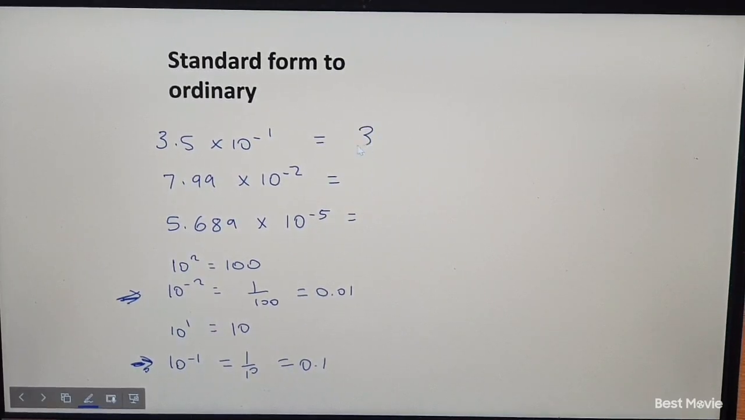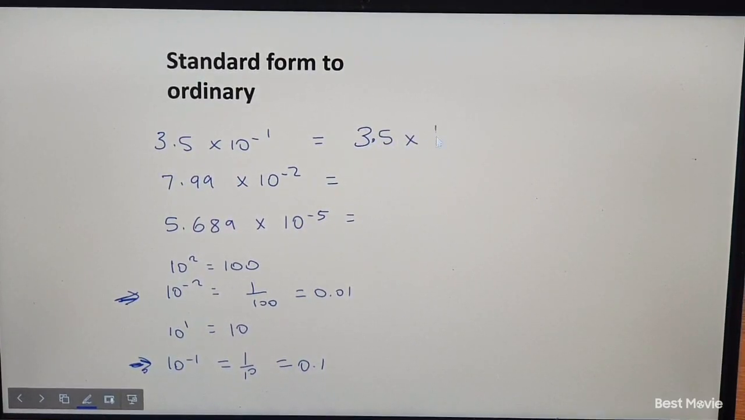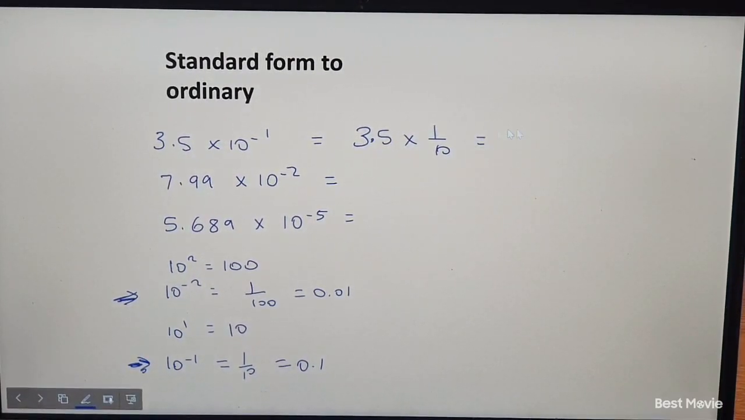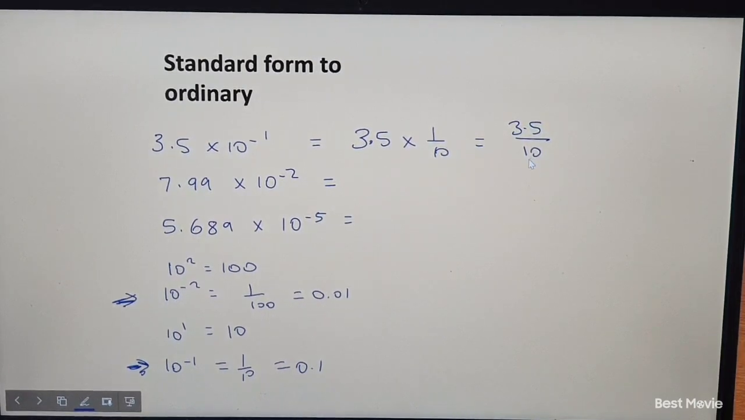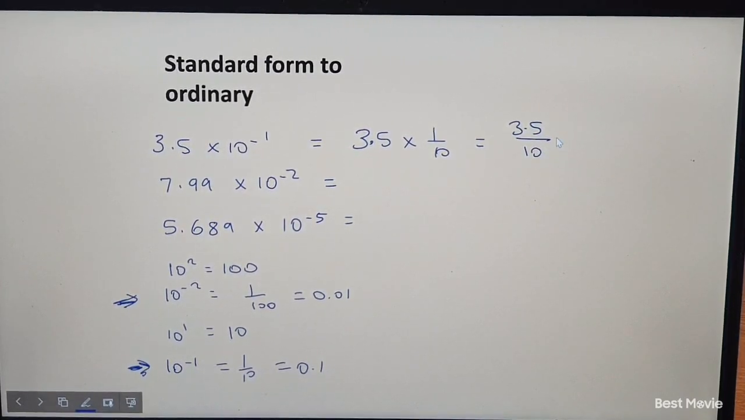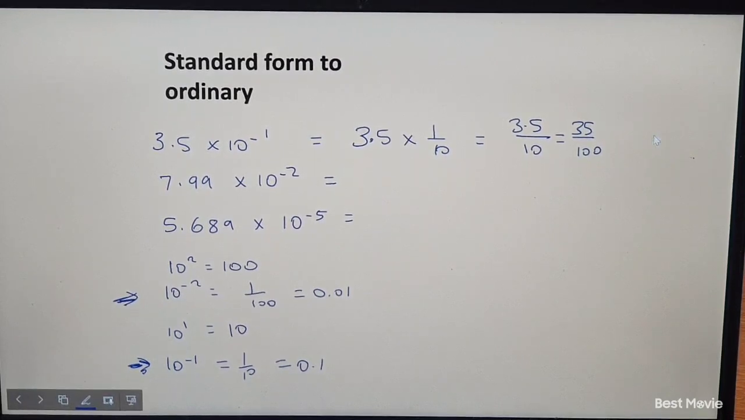So going back to the original question, 10 to the power of minus 1 is 0.1 or 1 over 10. So this is 3.5 multiplied by 1 over 10, which is 3.5 over 10. So I can get rid of the decimal element, the 3.5, by multiplying both the numerator and the denominator by 10. So this is 35 out of 100, which is 0.35.